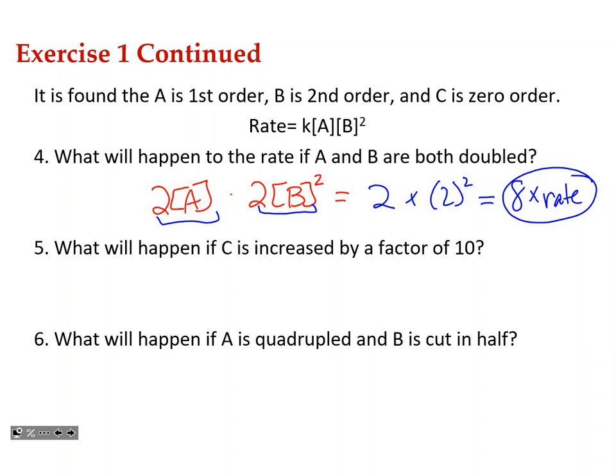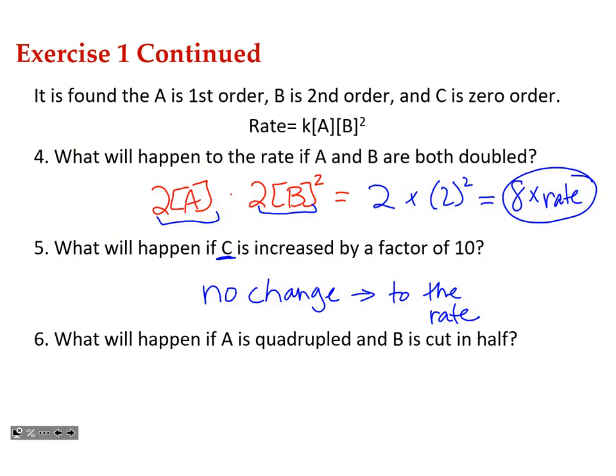So what happens if C is increased by a factor of 10? Nothing. Very good. C is 0 order. So this is no change to our rate, because it's 0 order.